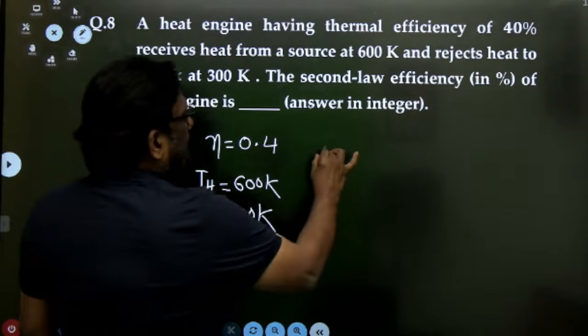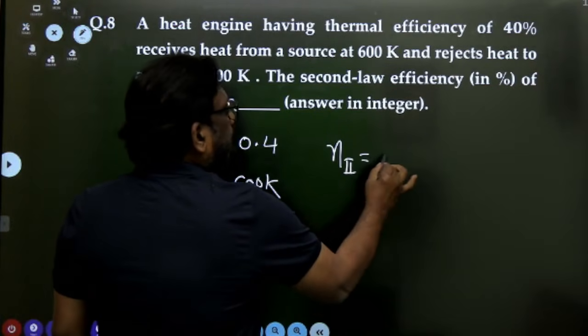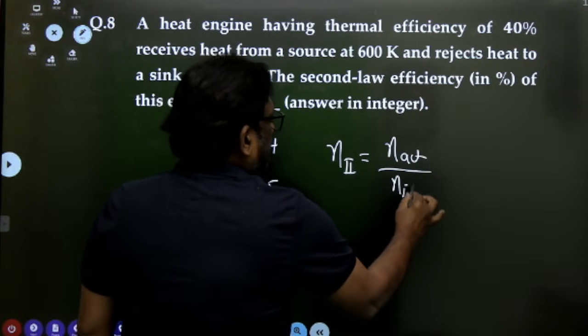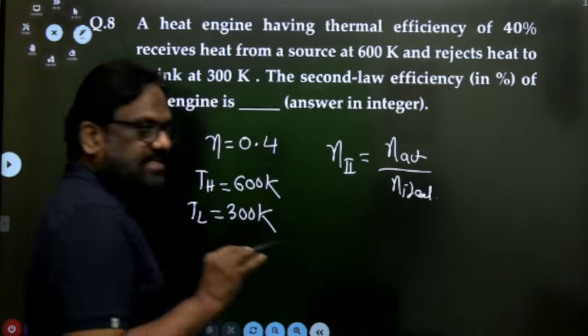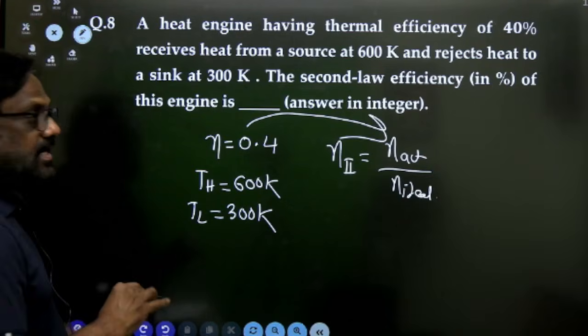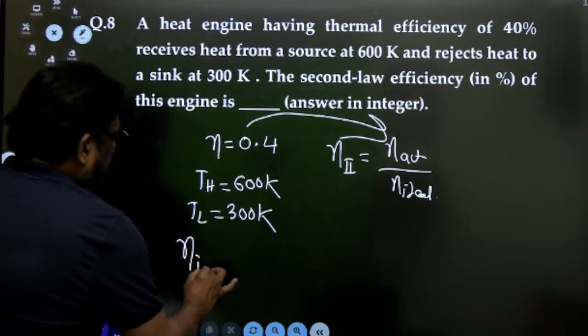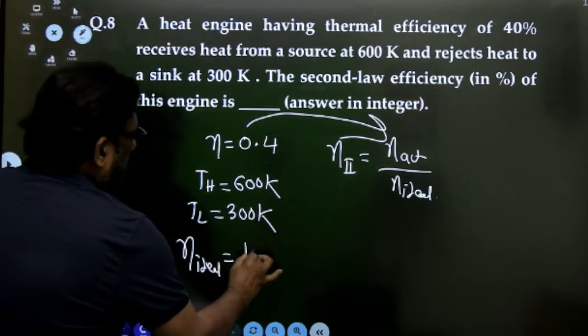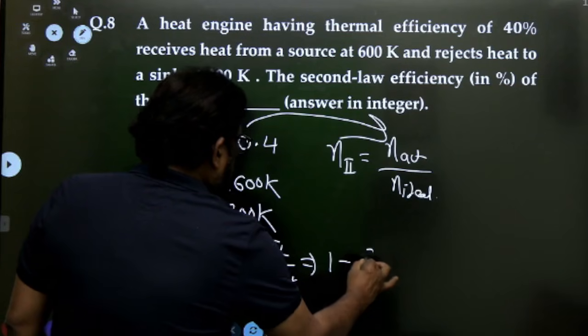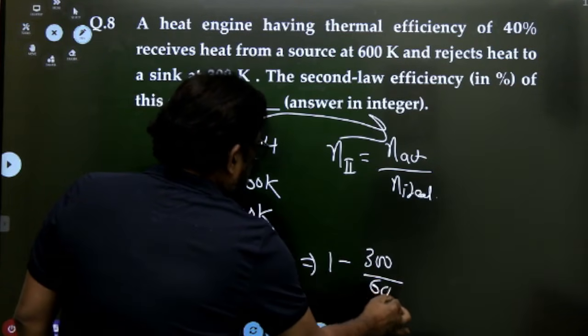You know that the second law efficiency is equal to the actual efficiency divided by the ideal efficiency, also called reversible or maximum efficiency. The actual efficiency is already given. Let us calculate the ideal. The ideal or maximum efficiency is given by 1 minus T lower by T higher. You know this. So 1 minus, the lower temperature is 300 and the higher is 600.